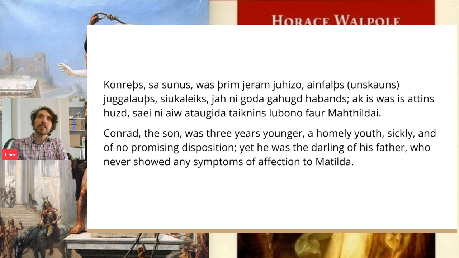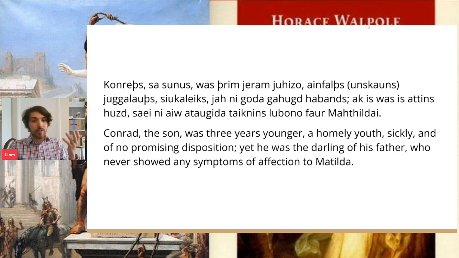Homely is a hard word to translate because it has so many different meanings. So simple is one meaning. That's the one I originally took it to mean, because it's kind of an archaic book, and that's kind of an archaic meaning for it. Unskauns, not ugly, would really contrast well with Matilda's beauty. I don't know. It's kind of up to you, right?